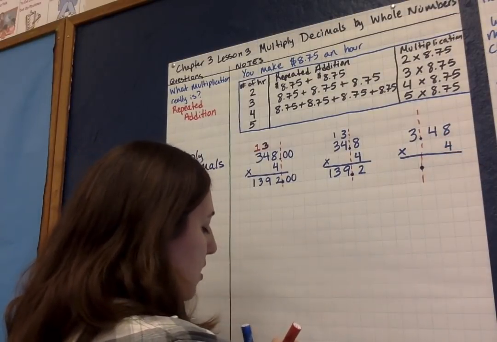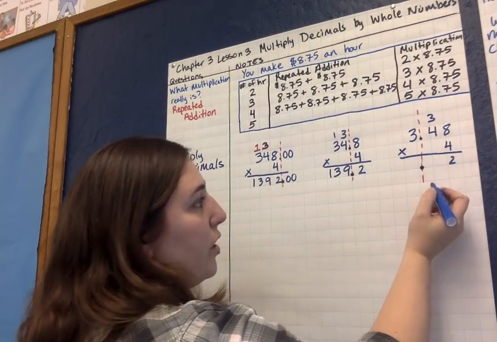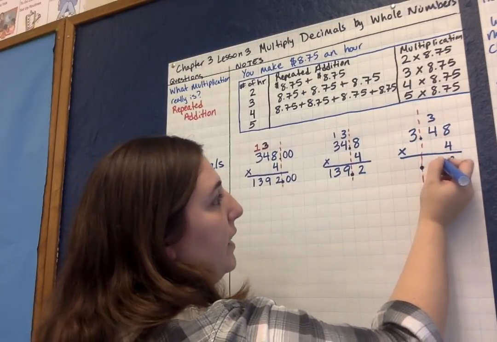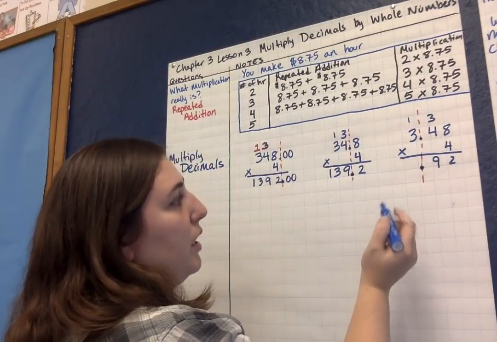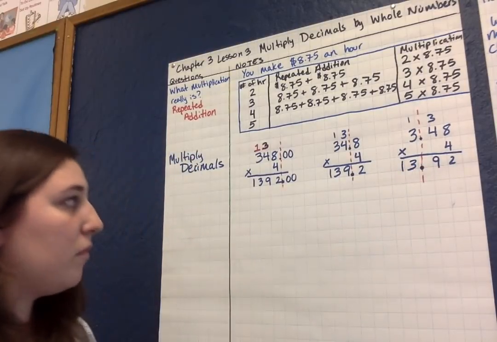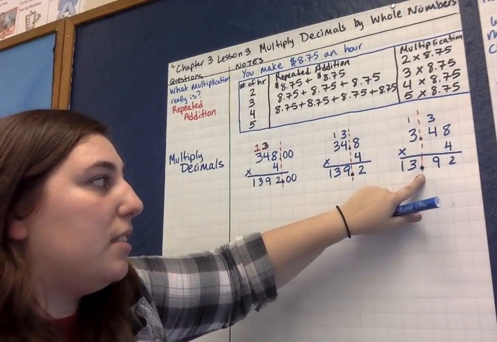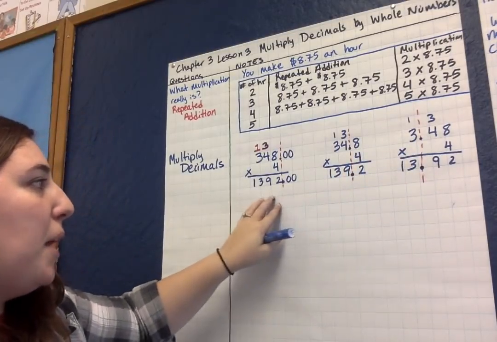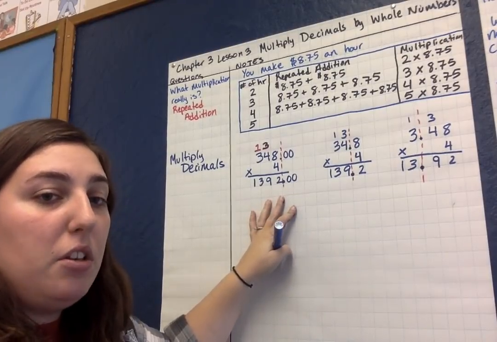4 times 8 is 32. 4 times 4 is 16, plus 3 is 19. 4 times 3 is 12, plus 1 is 13. Okay, so I made sure that my decimal was in the same spot. And see how my answer changes? So it does matter where you put your decimal.